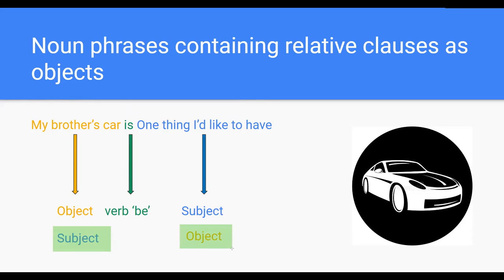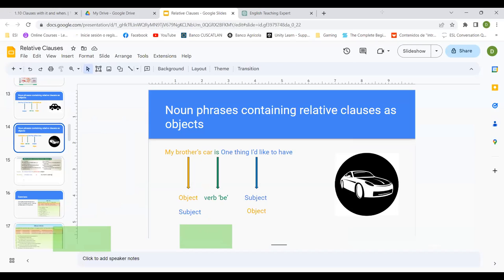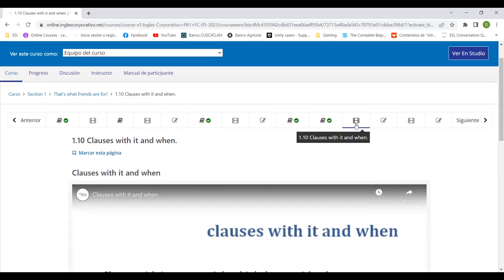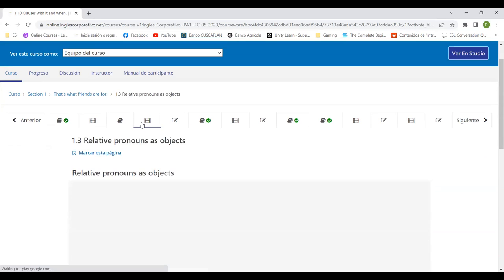What is it, guys and girls? The receiver of the action. Receive the action, right? So my brother's car is one thing I'd like to have, right? So we can change the order. So if you go to the platform, you're going to see the exact same thing. Okay, you're going to see an example, right? Hold on, let me see if we can see this here. If you go back to the platform, you're going to see this example right here. This right here, right?